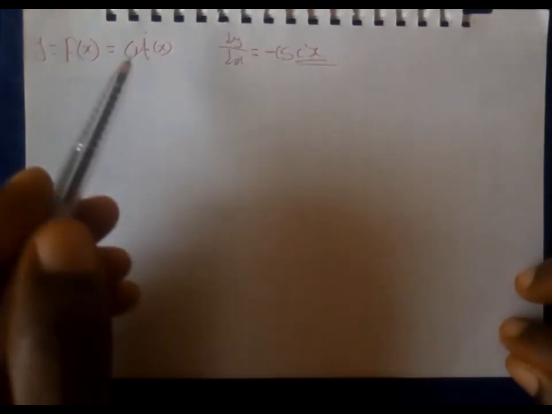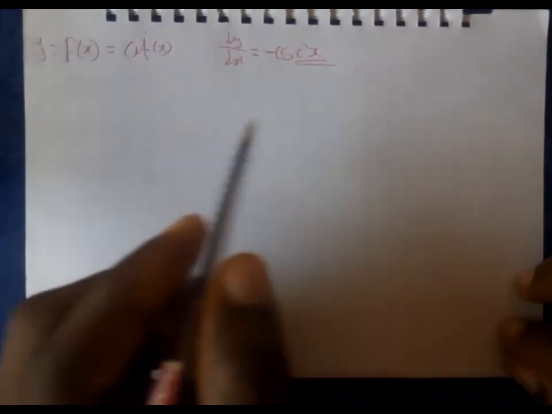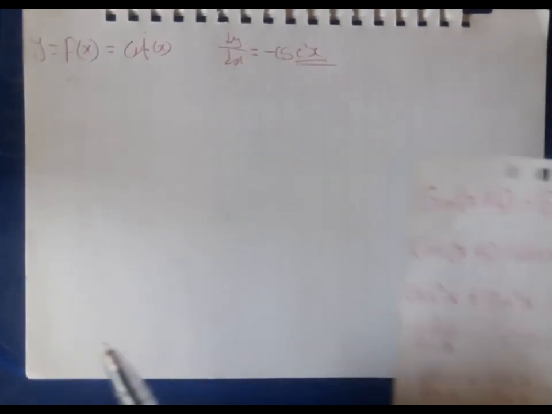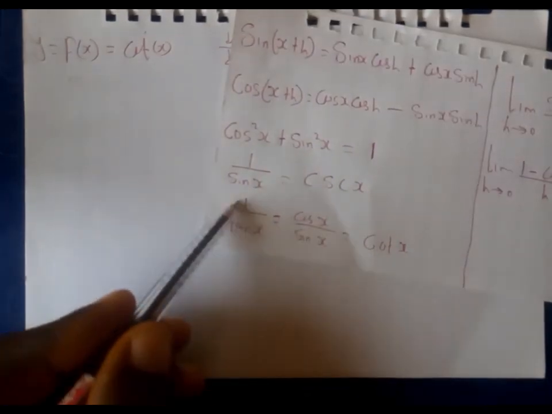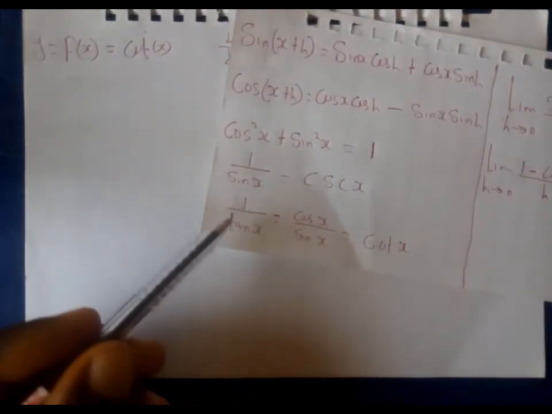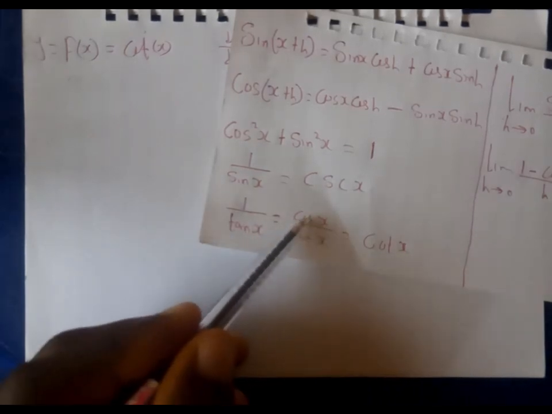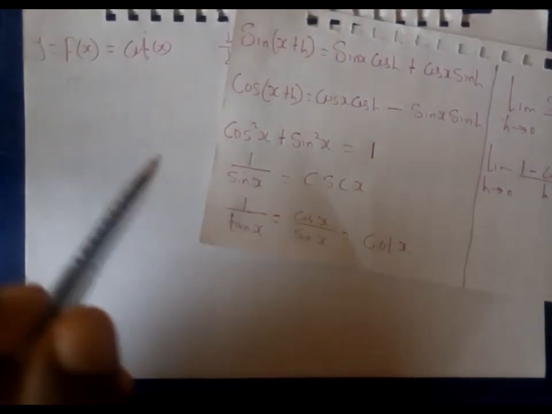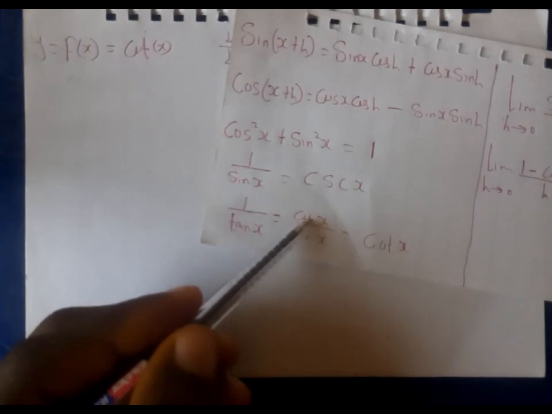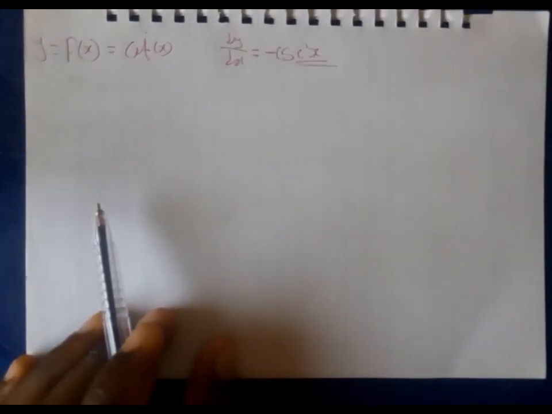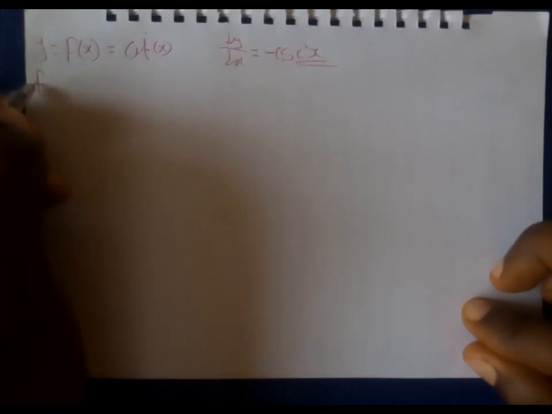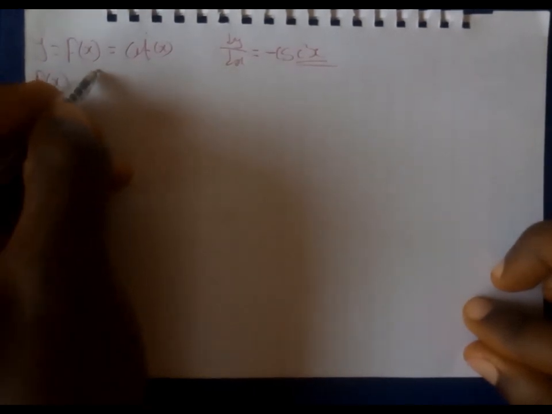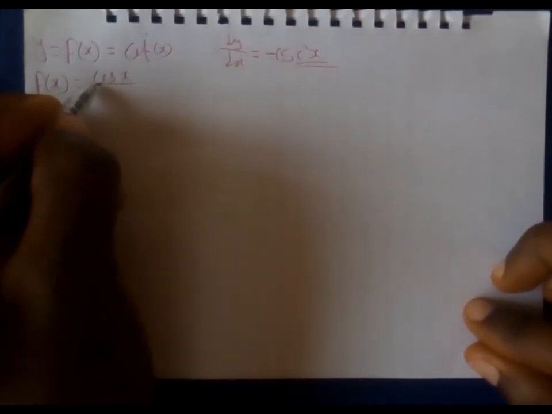So to begin this, first you need to understand what the cotangent function is. The cotangent function is typically the reciprocal of tan x. So 1 over tan x is what gives us cot x, and 1 over tan x gives us cosine x divided by sine x. So this is the one we are going to make use of. We are going to replace cotangent of x with cos x over sine x. Perfect. So therefore f of x is equal to cos x over sine x.